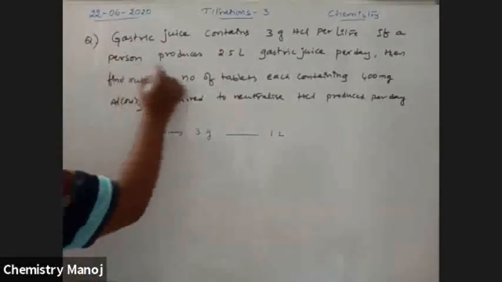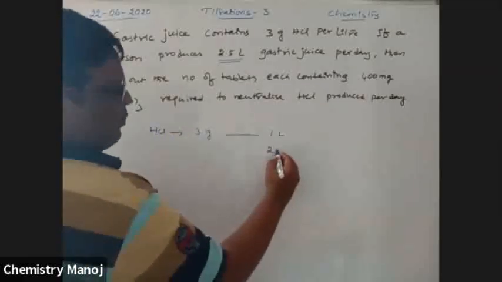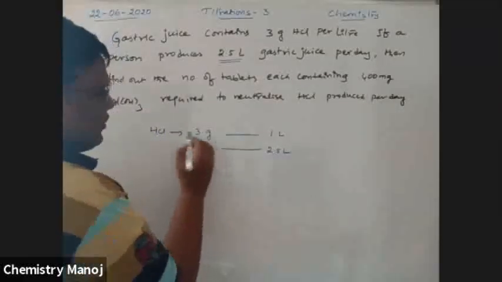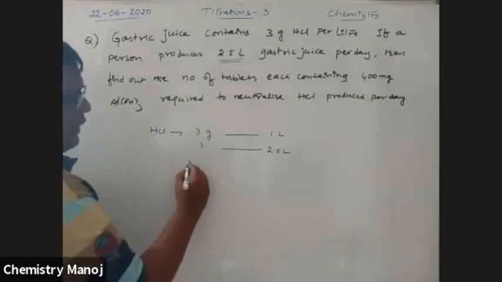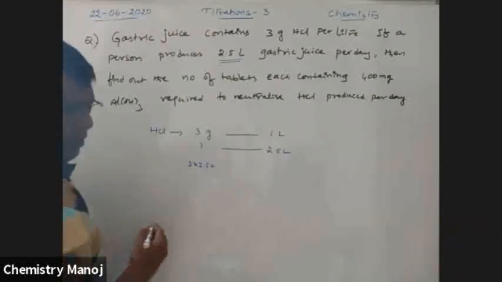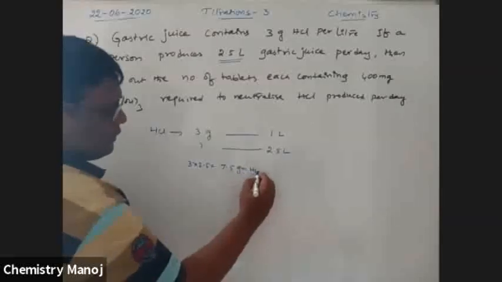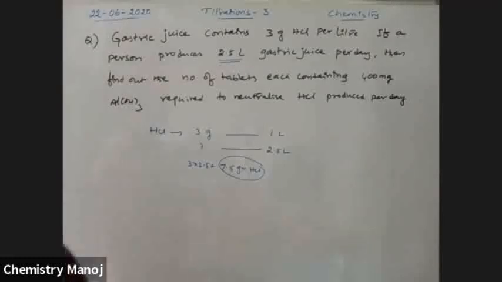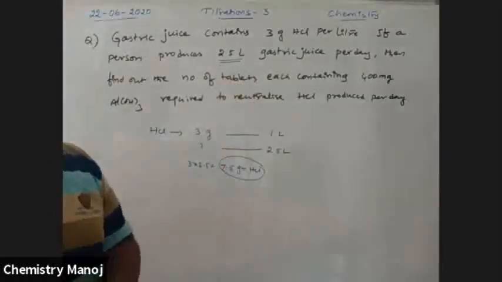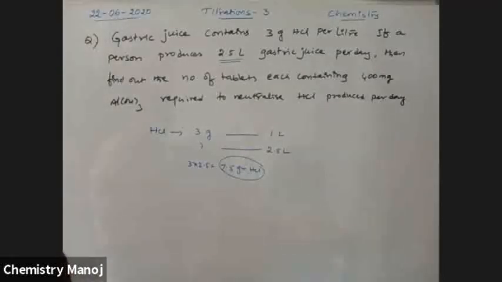Now, a person produces 2.5 liters. That means how much HCl is there? That is 3 into 2.5, which is equal to 7.5 grams HCl. That means per day in that person, 7.5 grams HCl is produced.